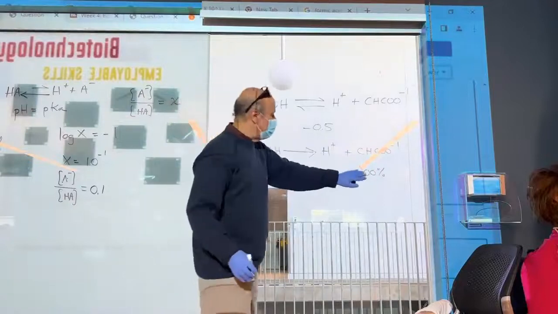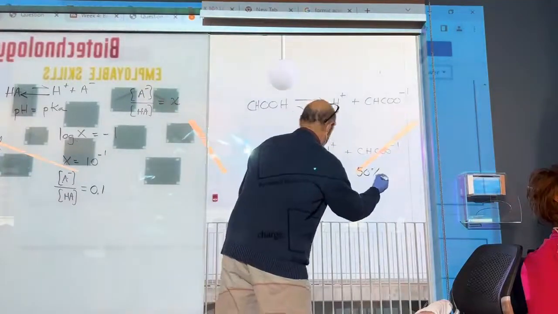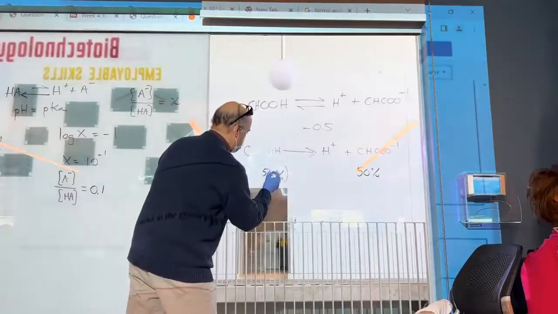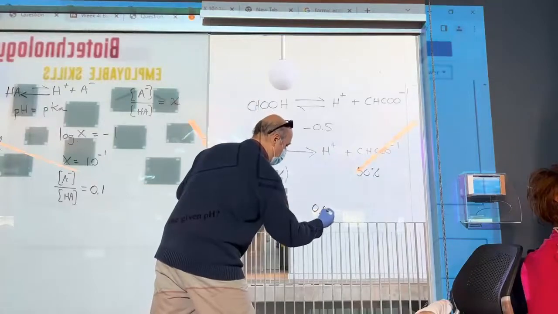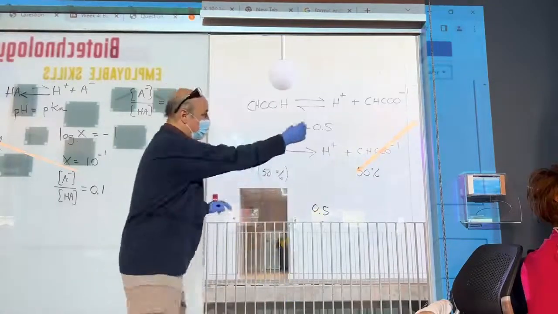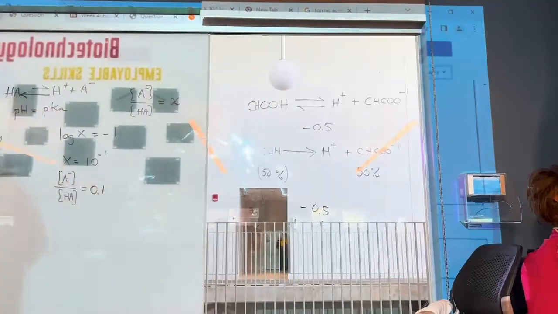But if I tell you that only 50% dissociates, then the fractional charge would be negative 0.5. Yep, negative, because that's a negative value. Yep, I get you. Now I get it.